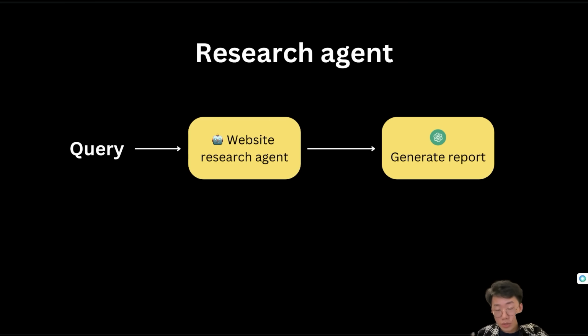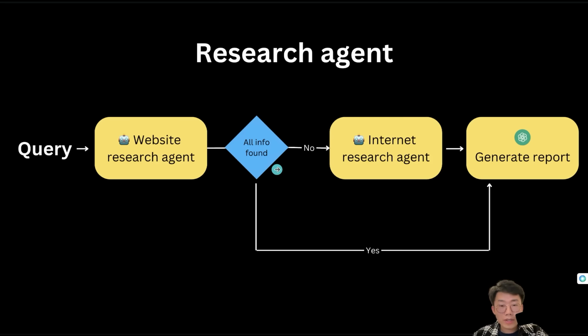If you are building a research agent, your graph might look something like this. You have two nodes. One is a website research agent that can do a Google search and find the latest news or information. And the second node is a large language model call to generate a report. And here will be a connection edge between those two nodes. And this is one of the simplest possible graphs. But the edge can also be conditional.